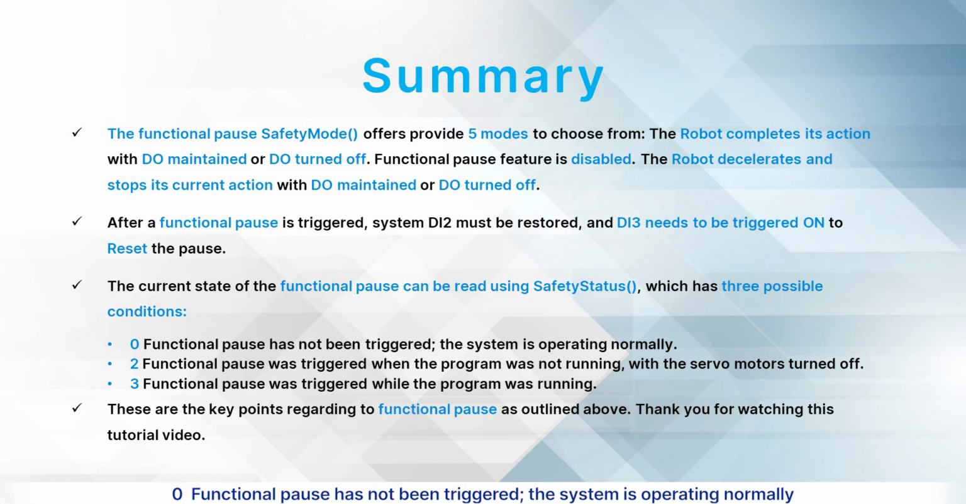The current state of the functional pulse can be read using safety status, which has 3 possible conditions. 0. Functional pulse has not been triggered. The system is operating normally. 2. Functional pulse was triggered when the program was not running, with the servo motors turned off. 3. Functional pulse was triggered while the program was running.